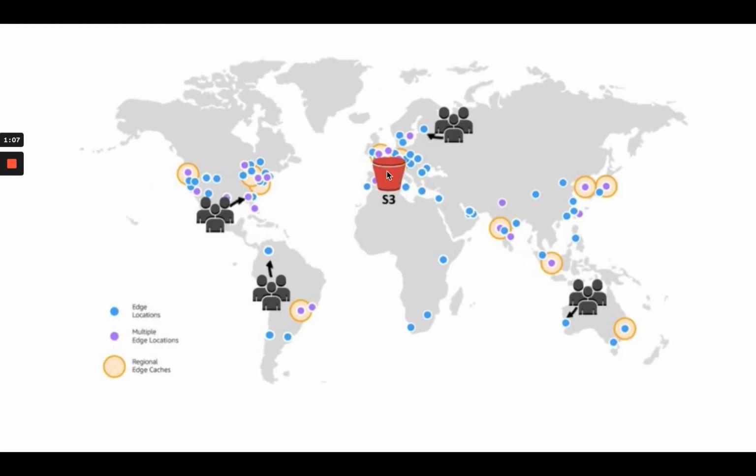So this is an example. I have my S3 bucket here somewhere in Frankfurt, and the first customer that accesses it goes all the way to Frankfurt to pick it up, and then it's put in one of these edge locations. If the customer picks it up here, you put it in this edge location. Every other customer now just picks up from there, right? Same thing with Australia. It picks it up from here, puts it in this edge location, and then everyone can pick it up.